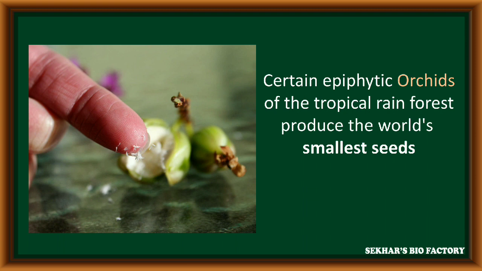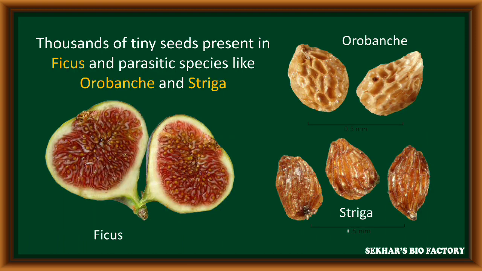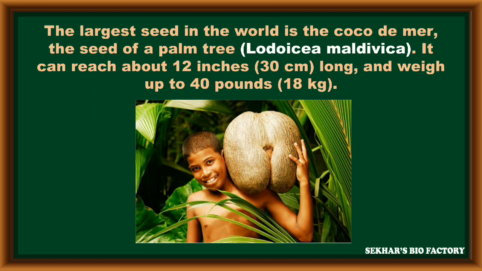Certain epiphytic plants have orchid seeds. These orchid seeds are very minute in structure. These are considered the world's smallest seeds. In the same way, thousands of thin seeds are present in ficus and some parasitic species like Orobanche and Striga seeds. A very important thing: the largest seeds in the world are seen in Coco de Mer, the seeds of a palm tree. The scientific name is Lodoicea maldivica. It is called double coconut. It can reach about 20 inches or 30 centimeters long and nearly 40 pounds, that is 18 kgs, in weight. So such Lodoicea maldivica seeds are considered the world's largest seeds.